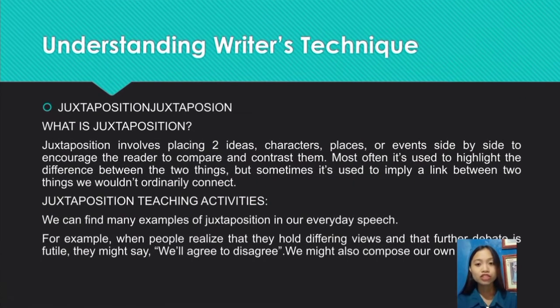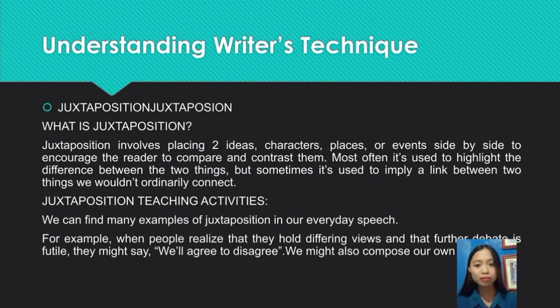Next, let's proceed to juxtaposition. So what do we mean by juxtaposition? Juxtaposition involves placing two ideas, characters, places, or events side by side to encourage the reader to compare and contrast them. Most often, it's used to highlight the difference between the two things, but sometimes it's used to imply a link between two things we would ordinarily connect. Okay? So, juxtaposition teaching activities. What is an example of this?